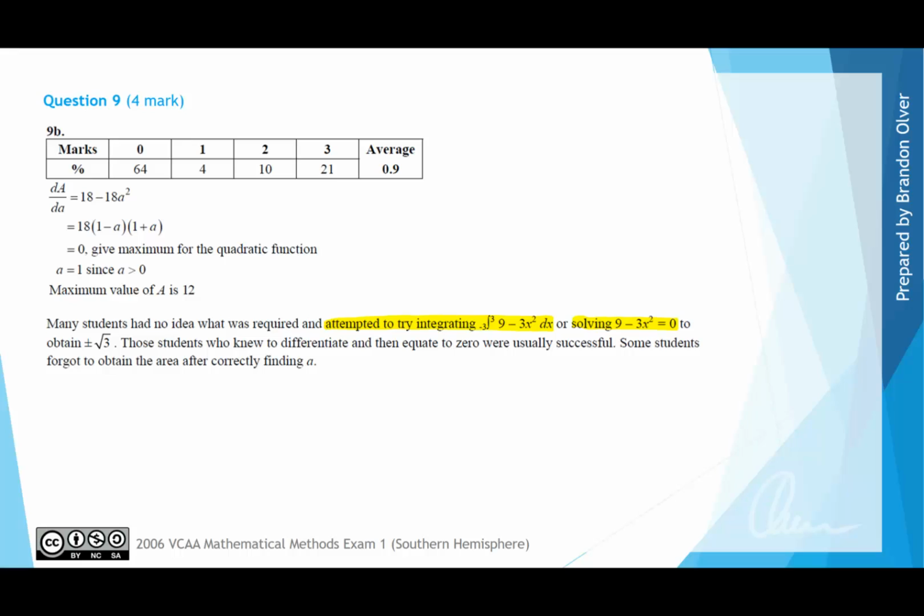And finally, the comment is made that those students who knew to differentiate and then equate to 0 were usually successful in answering this problem. Some students forgot to obtain the area after they correctly found lowercase a.